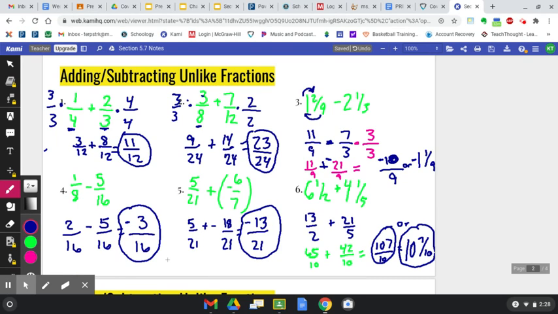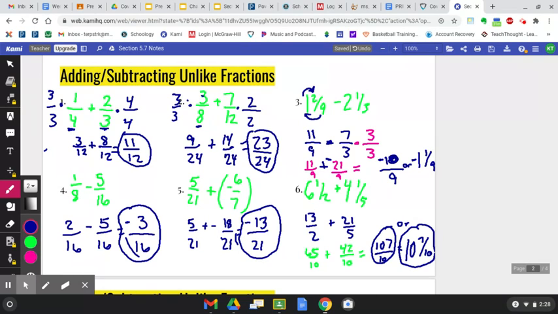All right, let's see how you did. In number 4, you could have multiplied this first fraction by 2, top and bottom. So it'd be 2/16 minus 5/16. Should have gotten negative 3/16. Here, you could have multiplied the second fraction by 3 to give you 21 as the common denominator. So you'd add 5 over 21 plus negative 18 over 21, which will give you negative 13 over 21.